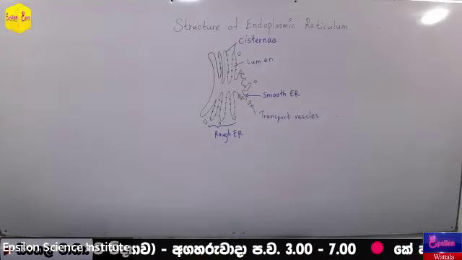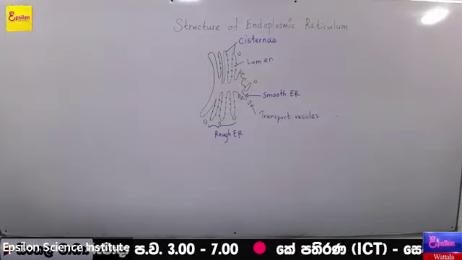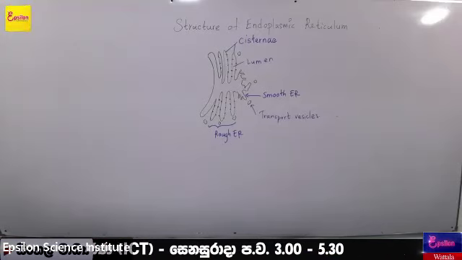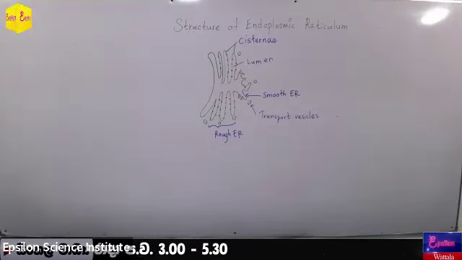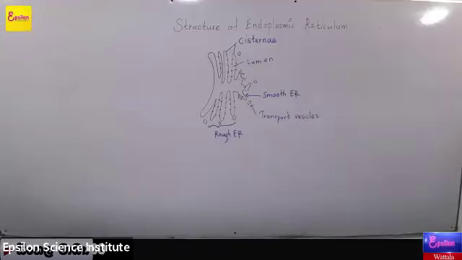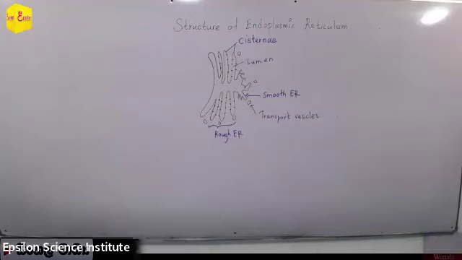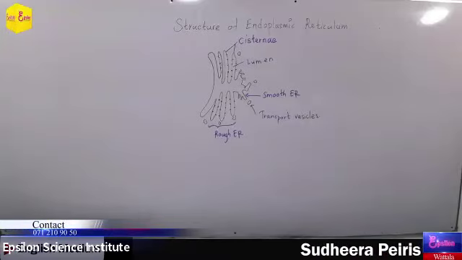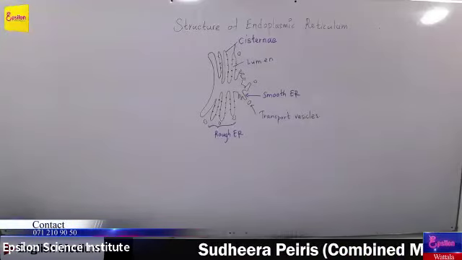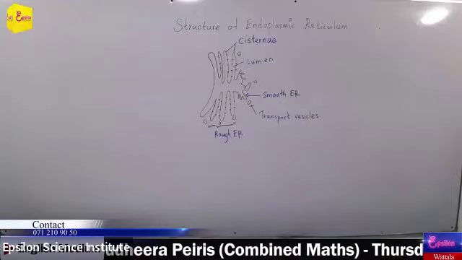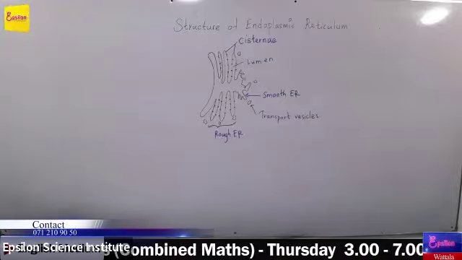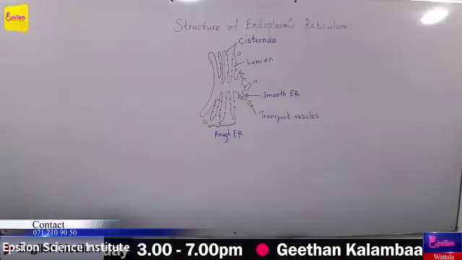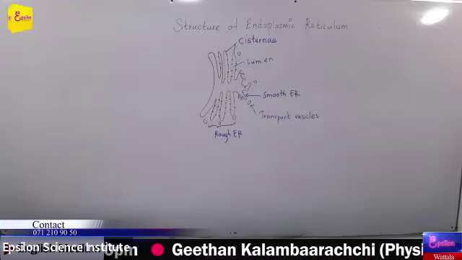Next one, interior of these sacs are called lumen of the ER. Next one. There are two types of ER. A, rough ER. B, smooth ER.